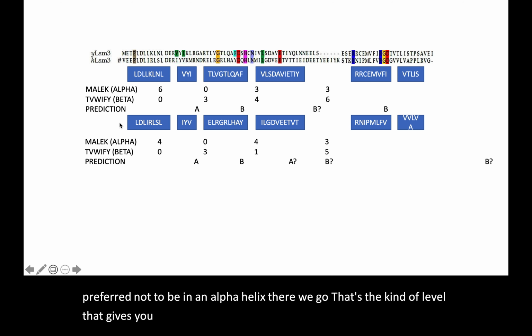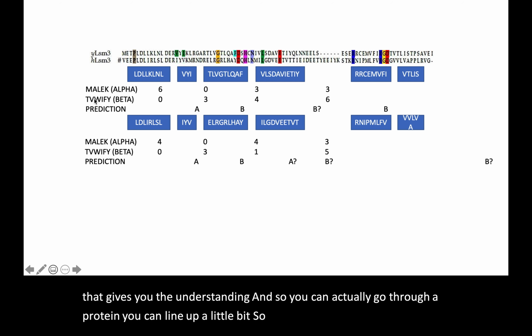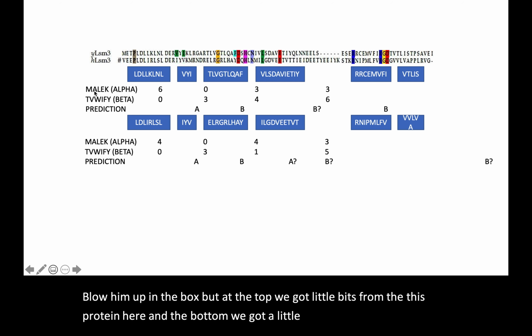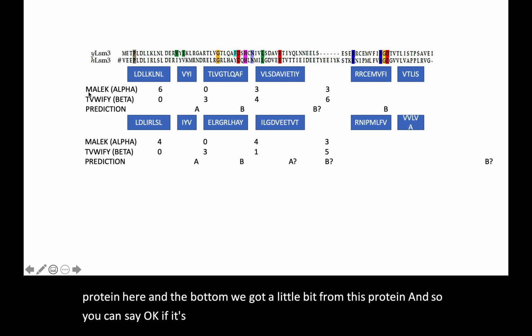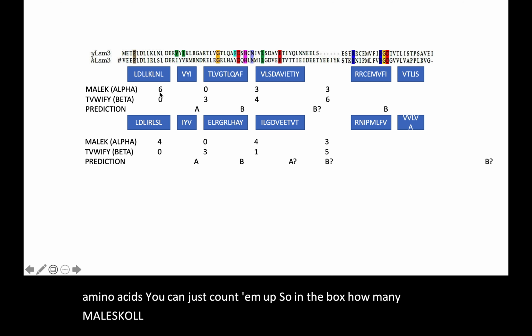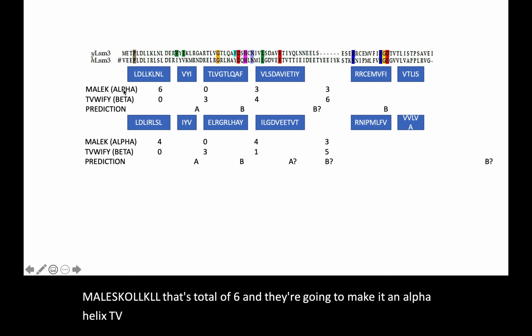And so you can actually go through a protein. You can line up little bits. So I've blown them up in the box, but at the top we've got little bits from this protein here, and at the bottom we've got little bits from this protein. And so you can say, okay, if it's got M, A, L, E, or K, these are the number 1 alpha helix amino acids. You can just count them up. So like in the box, how many M, A, L, E's, and K's? So L, L, L, K, L, L, that's a total of 6. And those are going to make it an alpha helix. T, V, W, I, F, and Y are going to make it more beta strand. And so there are none of those in this box.